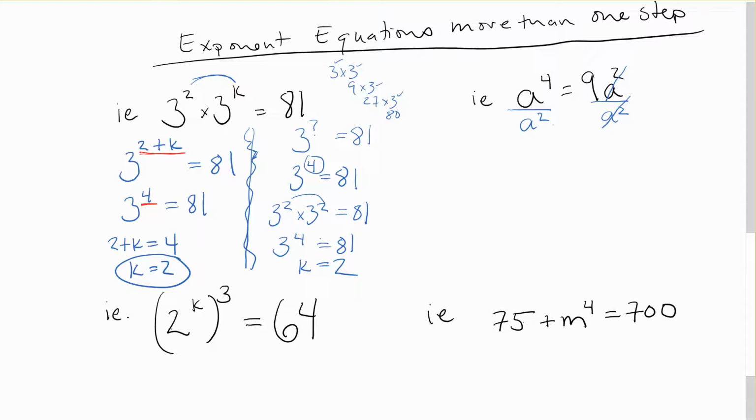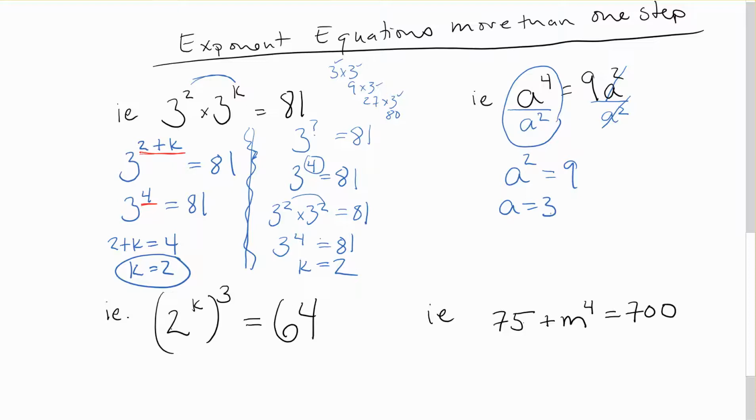So a to the power of 4 divided by a squared. Remember, you subtract powers when you're dividing, so that becomes a to the power of 2 is equal to 9. So I have to ask myself now, what times itself twice, or what squared, is equal to 9? And I know that 3 times 3 will get me 9, so my answer could be a is equal to 3.